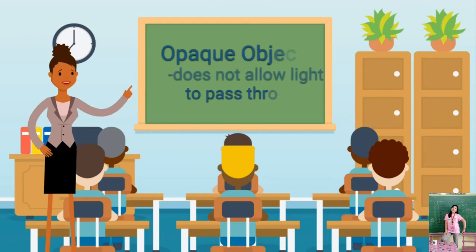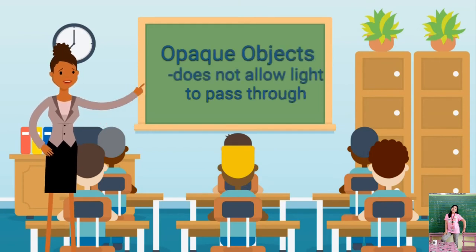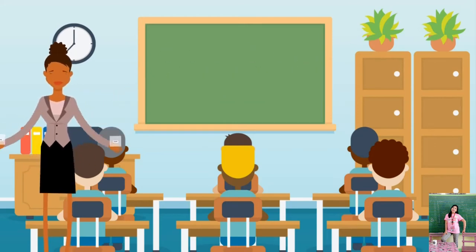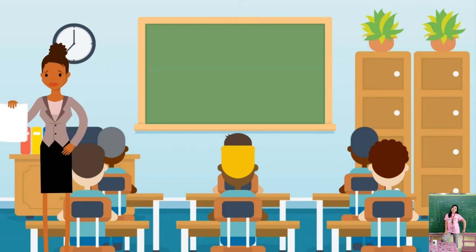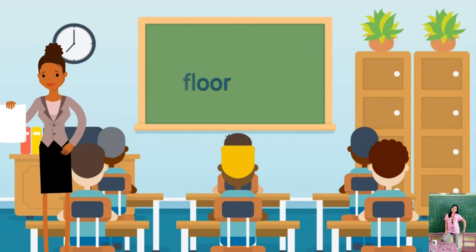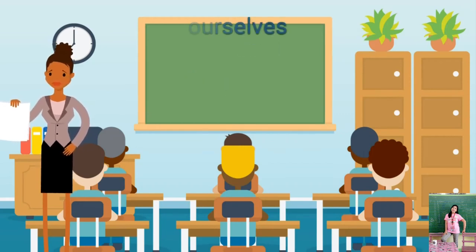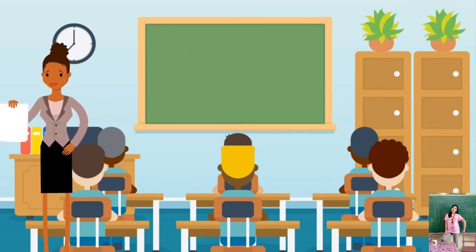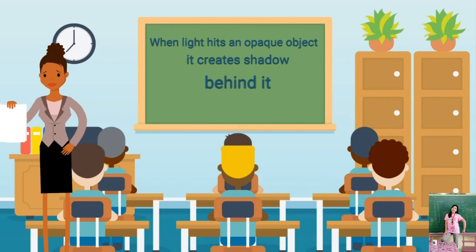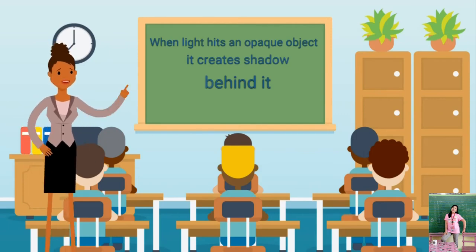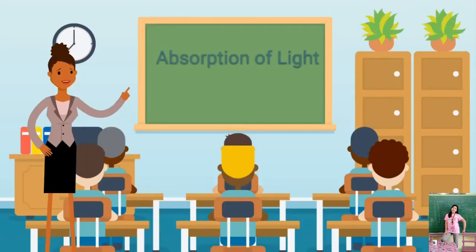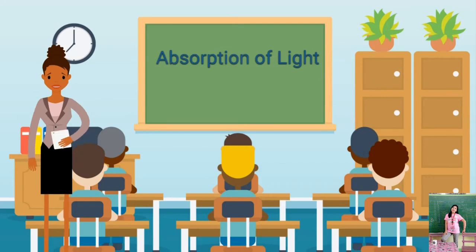All objects that do not allow light to pass through them are opaque objects. Most of these objects are very dull and thick. Some examples of opaque objects are wooden chair, floor, bed, and even ourselves. And most probably, most of the things around us are opaque. They absorb the light. When light hits an opaque object, it creates a shadow behind it, as the light cannot pass through it.